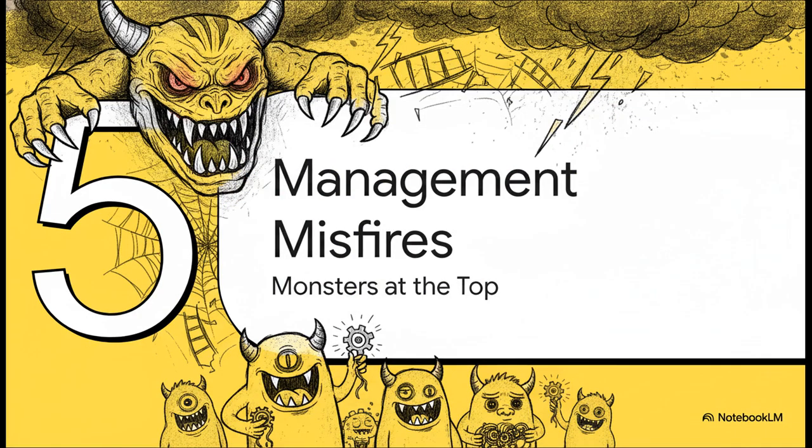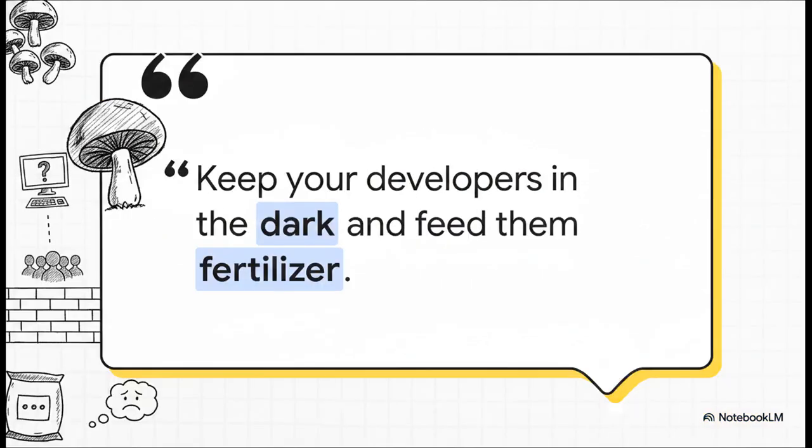Section 5. Management misfires. Yup, the monster's at the top. Listen to this absolute shocker of a phrase. Keep your developers in the dark and feed them fertilizer. Wow, that defines what we call mushroom management. It's a toxic environment of total uncertainty, where there's an explicit policy to isolate the system developers from the actual end users. Requirements are just passed secondhand through intermediaries.